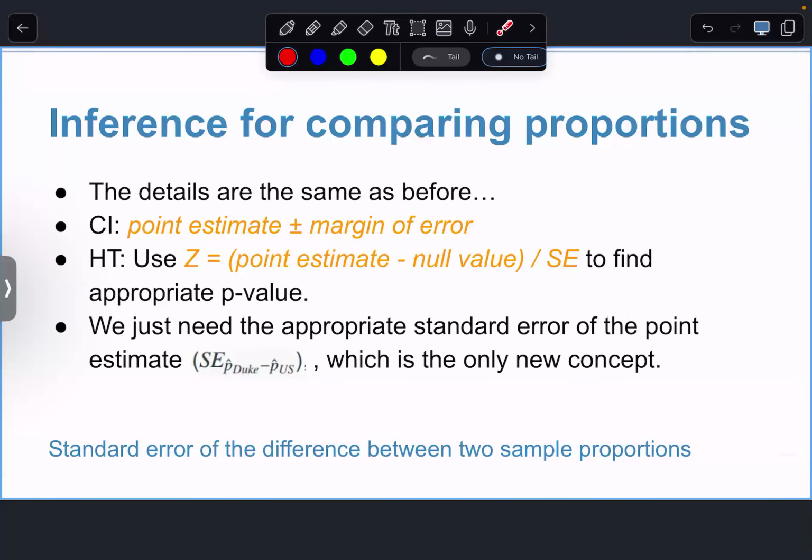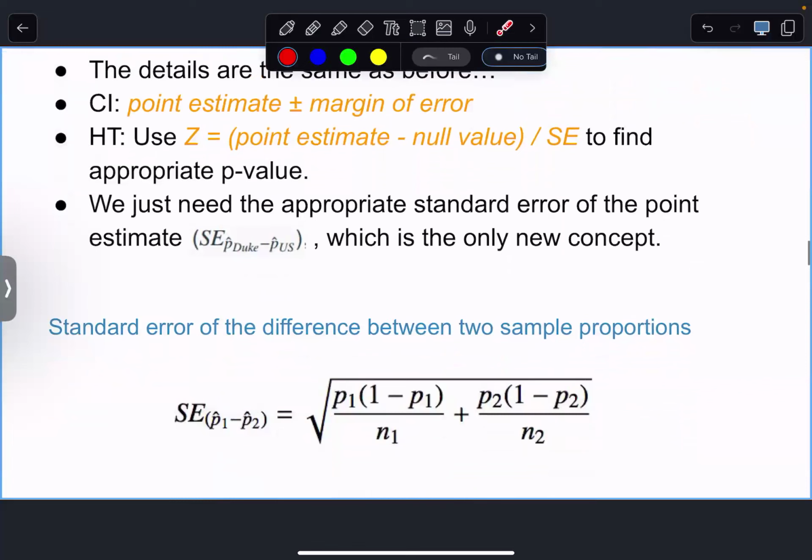We've already talked about this, so I'm going to skim through it. For a confidence interval, we're going to have some point estimate plus or minus some margin of error, taking into account our critical value Z star times the standard error. For the hypothesis test, we calculate a Z: the point estimate minus the null value, how far apart they are, divided by the standard error. Then we find the p-value, and then we're done. So we just need to figure out what the standard error is.